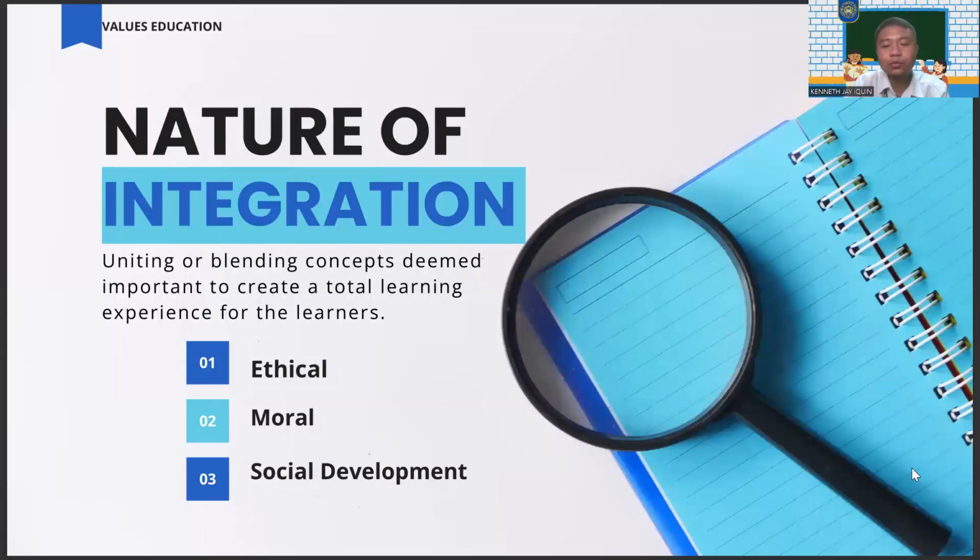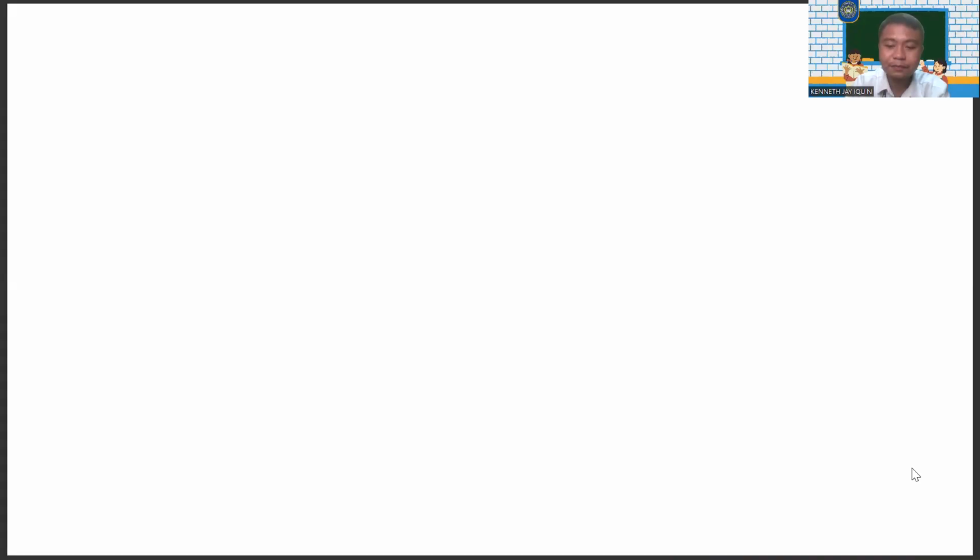First, we need to know the nature of integration. Values education aims to promote the moral, ethical, and social development of students. It equips them with essential skills and knowledge to make informed decisions, exhibit empathy, and contribute positively to society.